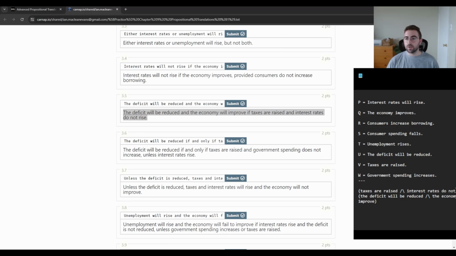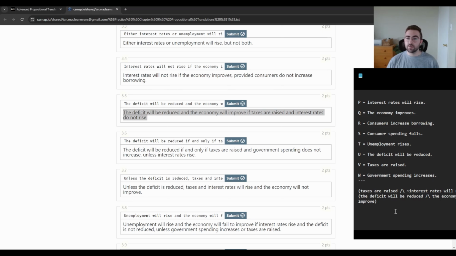And then we have this "do not rise." Interest rates do not rise. So it's modifying the claim that interest rates will rise. It's saying it is not the case that interest rates will rise. So let's translate it. It's not the case that interest rates will rise, right?